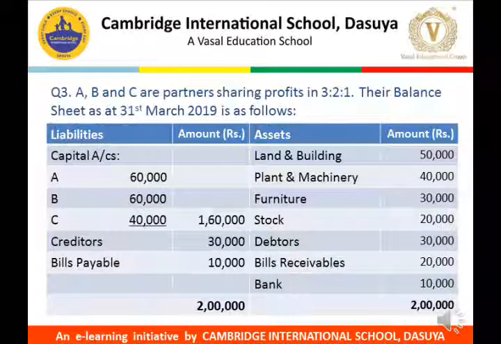The third question is related to the preparation of partners' capital account, revaluation account and balance sheet of the new firm. This question is similar to question number 67 of T.S. Grewal. In this question, A, B, C are partners sharing profits in the ratio of 3:2:1. Their balance sheet as at 31st March 2019 is as follows.